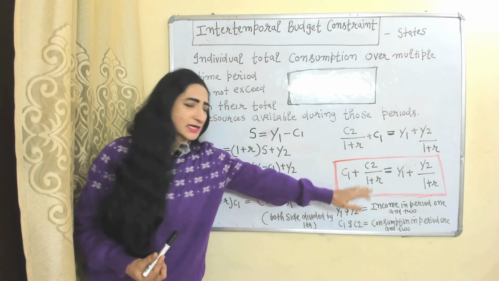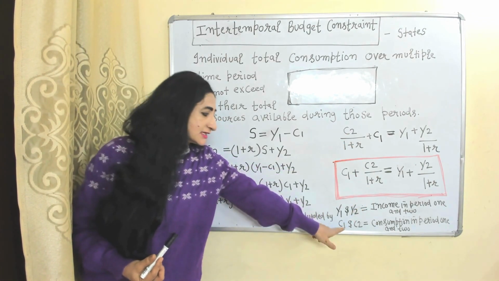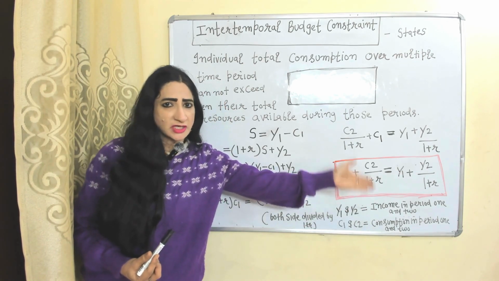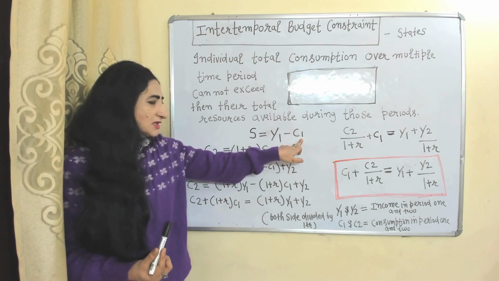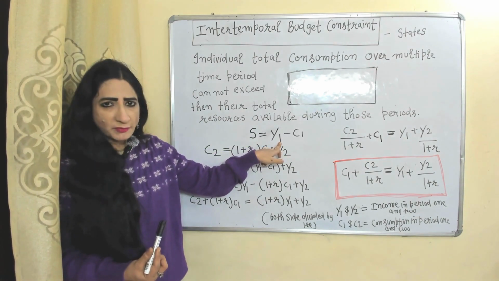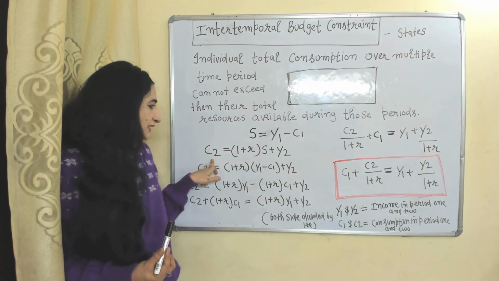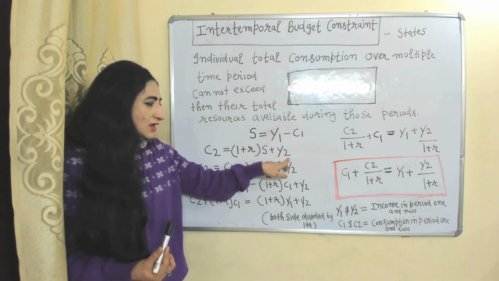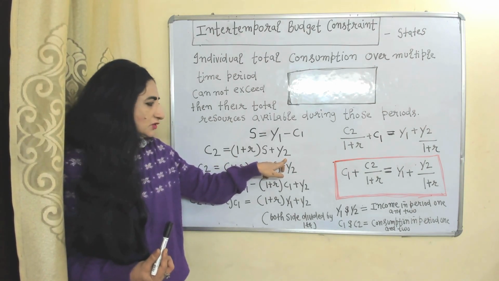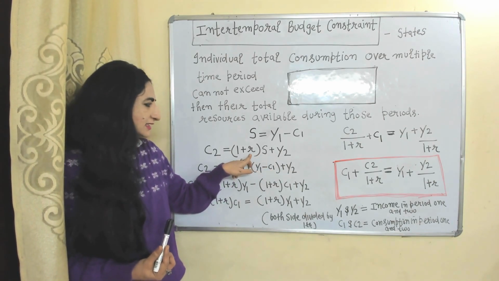Y1 and Y2 are income in periods 1 and 2. C1 and C2 are consumption in periods 1 and 2. Saving in period 1, S, equals income of period 1 minus consumption in period 1. Consumption of period 2 equals (1 plus R) times S, plus Y2. Y2 is income of period 2, S is saving in period 1, and R is the interest rate.